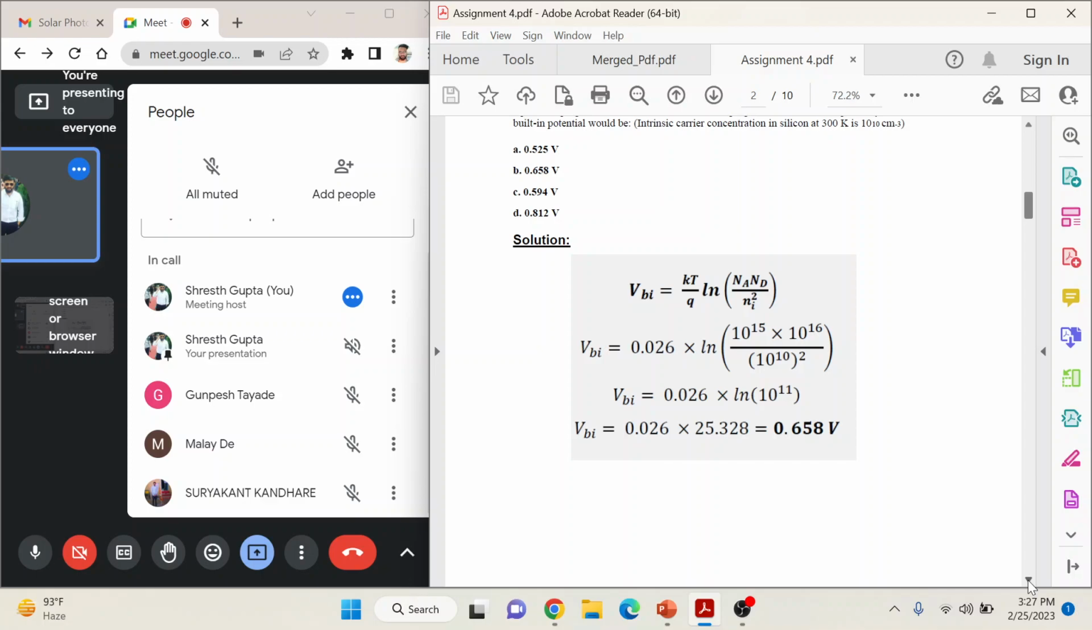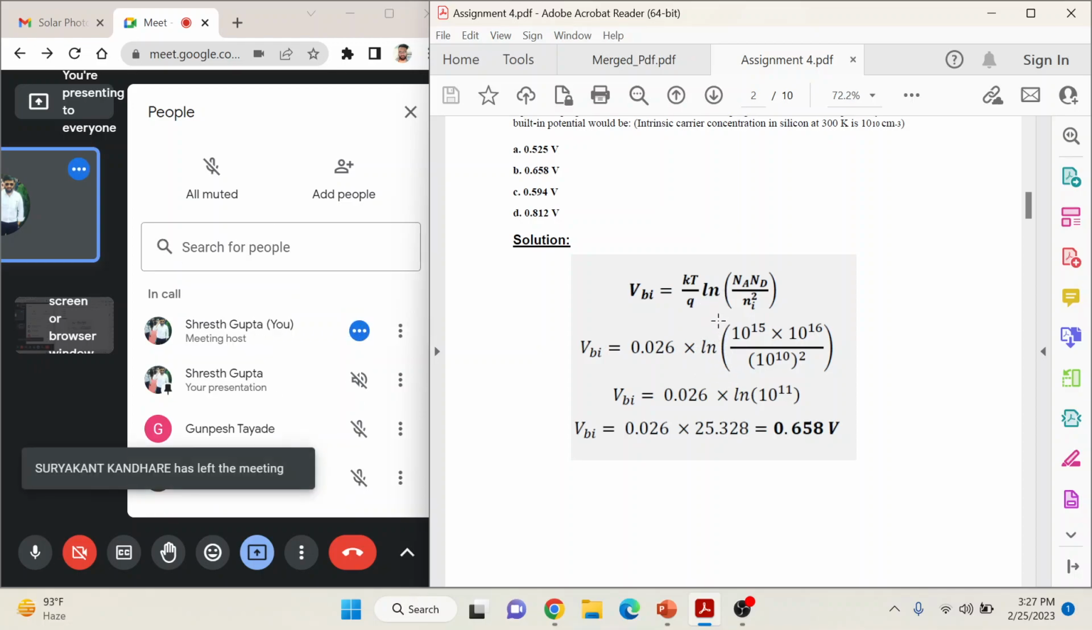That's good. So we know that kT by q is 0.026 at room temperature. You can try to remember this value, and then ln. This is ln, not log. Remember this while you are solving. If you are putting log, then you put 2.303 along with this. Na Nd over ni square. That means 10 to the power 15 cross 10 to the power 16 over 10 to the power 10 squared. So that means 10 to the power 31 over 10 to the power 20. 31 minus 20 will be 10 to the power 11.